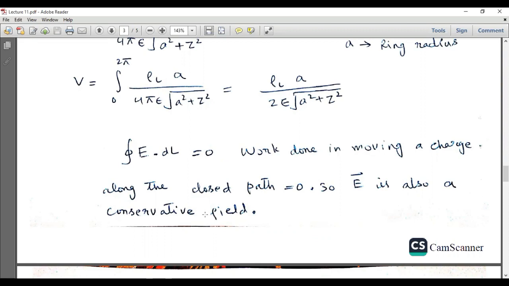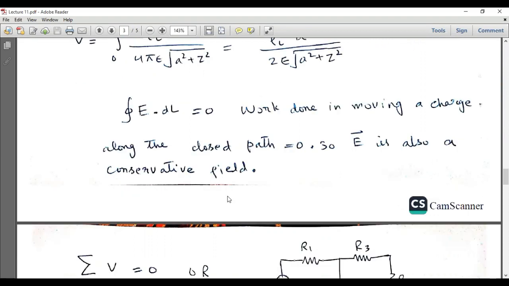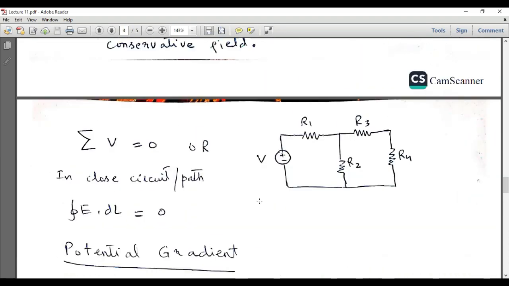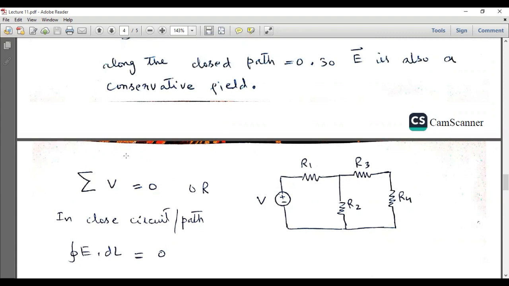But a time varying electric field is not a conservative field, and we will discuss this feature in the coming lectures when we discuss electrodynamics. Another thing is that the sum of voltages in a closed circuit is always equal to 0. So this is also a demonstration of the expression that the closed integral of E dot dl along a closed path is equal to 0. And both expressions are actually telling the same concept.